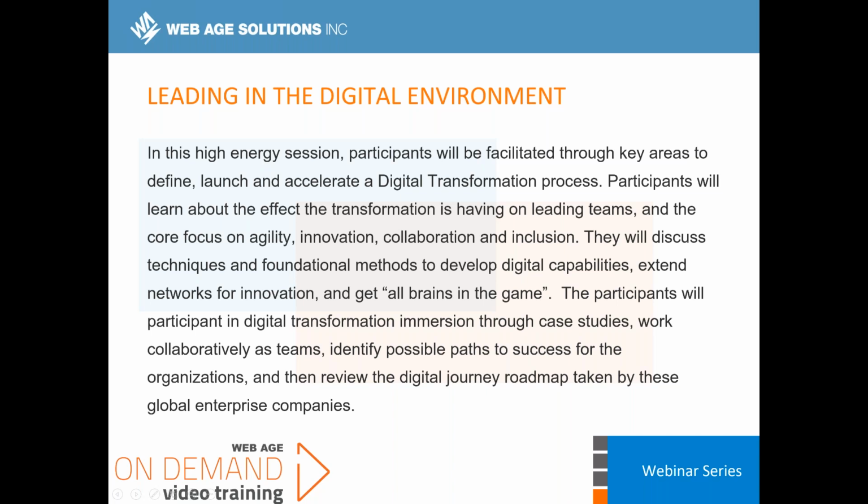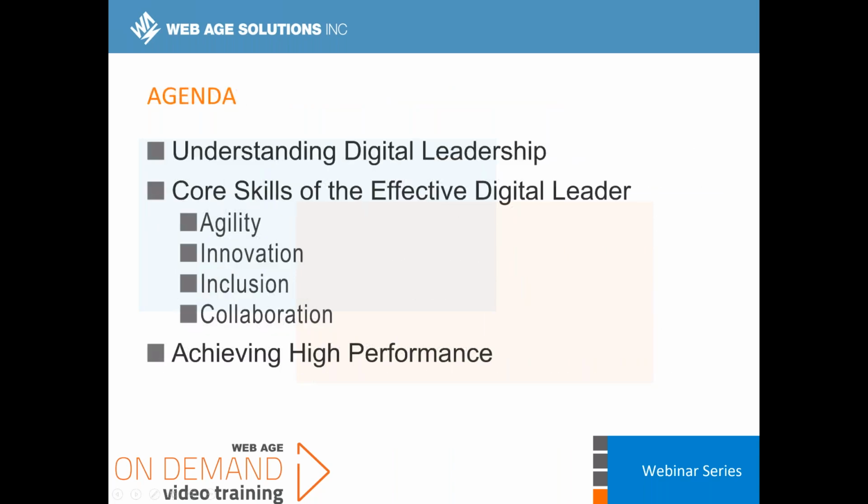The content that we want to cover will be understanding the digital leadership, core skills of the effective digital leader, and here's where we'll have a lot of conversation: agility, innovation, inclusion, and collaboration. These are the areas that we'll spend most of our time on because we want the leaders to become comfortable with these concepts and ways to apply them. Wrapping it all together, we'll be achieving high performance. And as I go through the session today, I'm going to, again, use case studies to drive these particular points home.